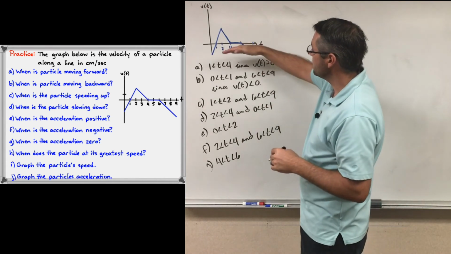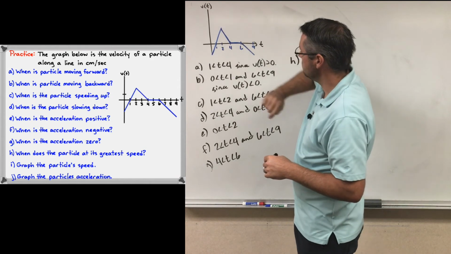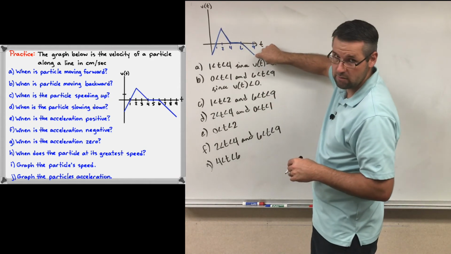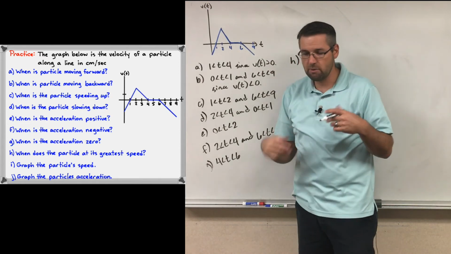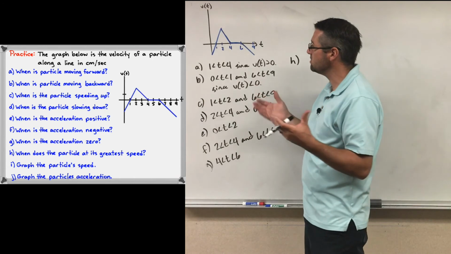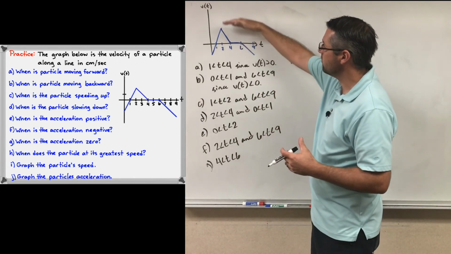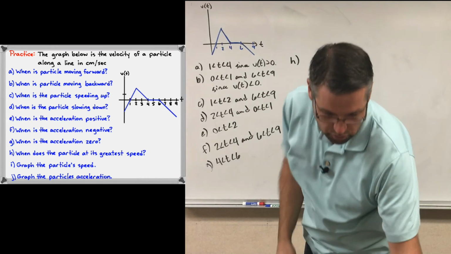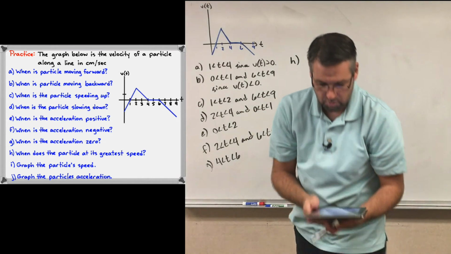So the greatest velocity is when t equals 2. The least velocity is when t equals 9. Okay? So now we have to compare those. Well, which one has the greatest speed? It would be the one that is furthest away from the t-axis here. So we'd have to refer to the actual graph to get a little bit more scale.